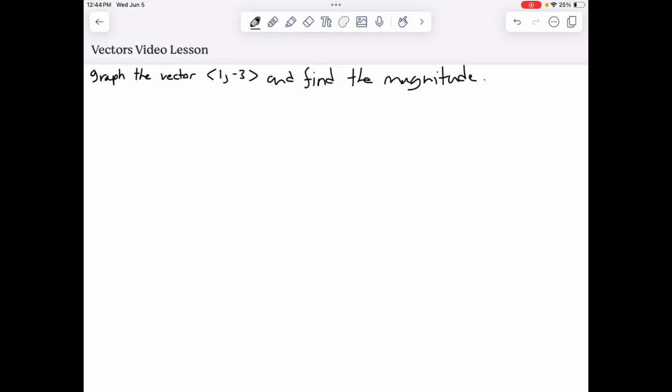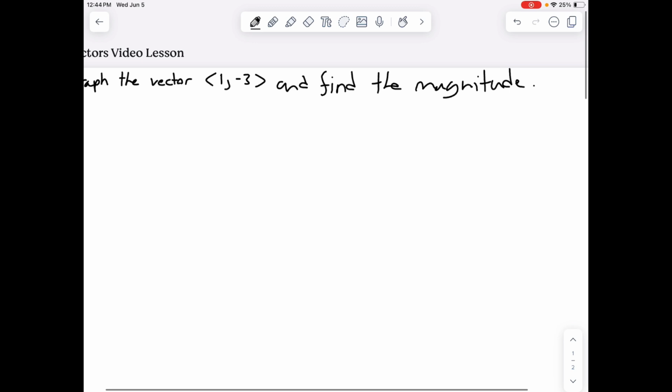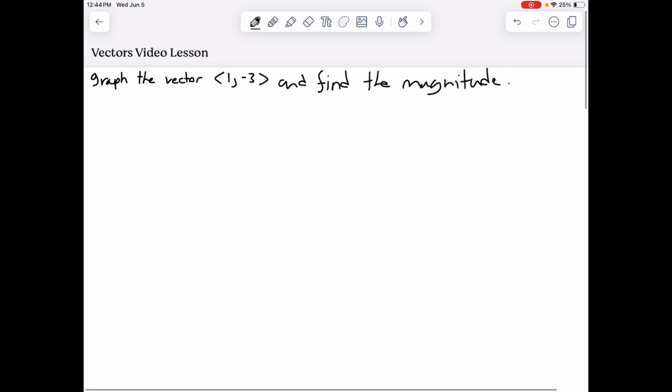Now that we have covered the really basic parts of vectors that you would probably need to know for the AP test, let's look at an example on how to graph a vector and find its magnitude. In this problem, it's asking us to graph the vector 1, negative 3.